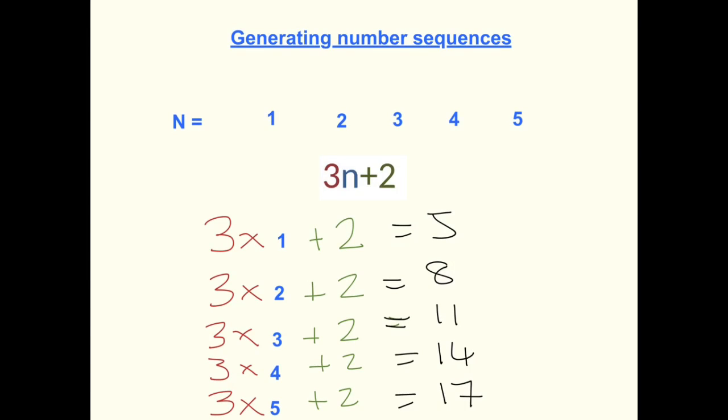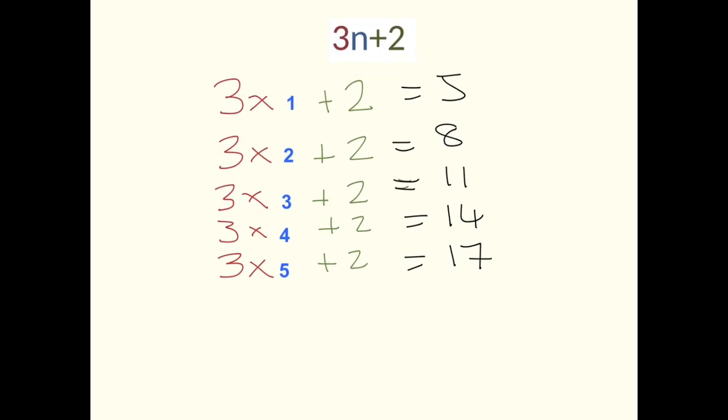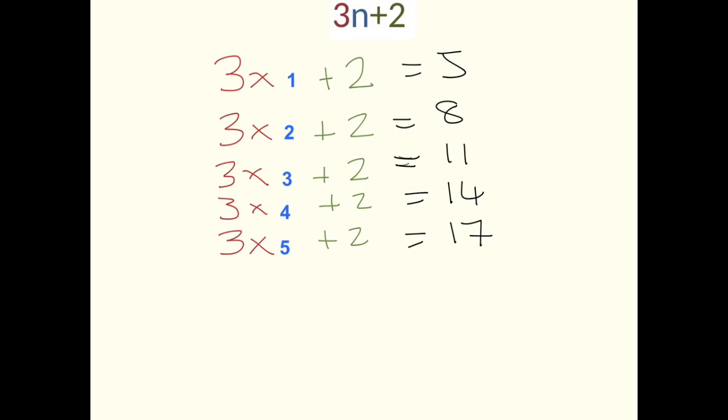So that's how to generate your numbers. As you can see, we've got these ones here. So what you would do in an exam is you would write them out in a nice list: 5, 8, 11, 14 and 17.